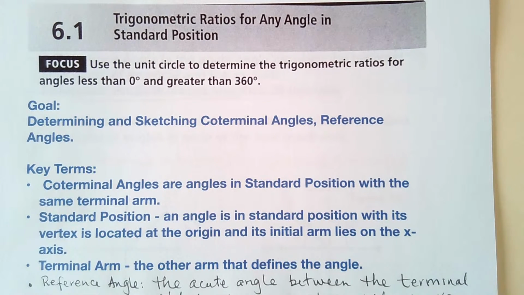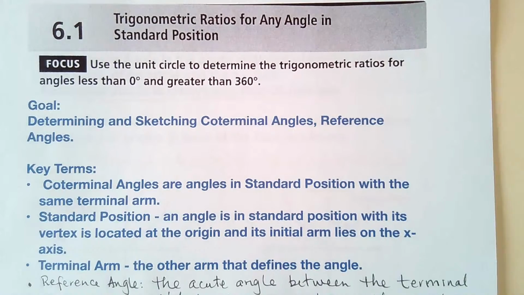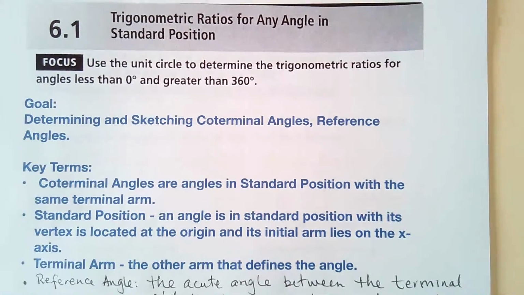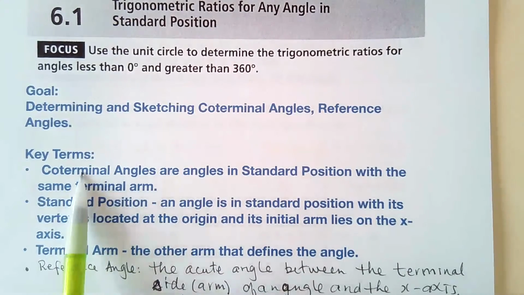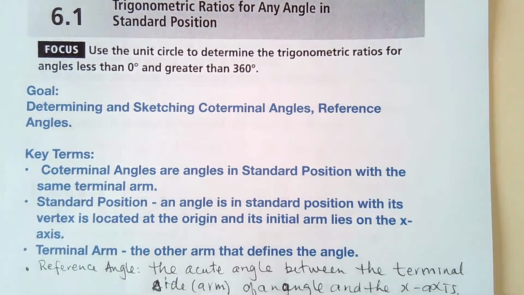Today we are continuing lesson 6.1, determining and sketching coterminal angles and reference angles. Just in key terms, coterminal angles are angles in standard position with the same terminal arm.